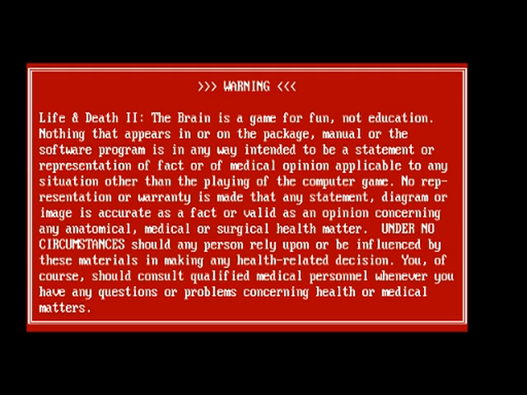Because this is how I would want to do it. Really playing a low quality game like this. That's pretty much exactly how I would want to do that. But anyway, that is Life and Death to the Brain.